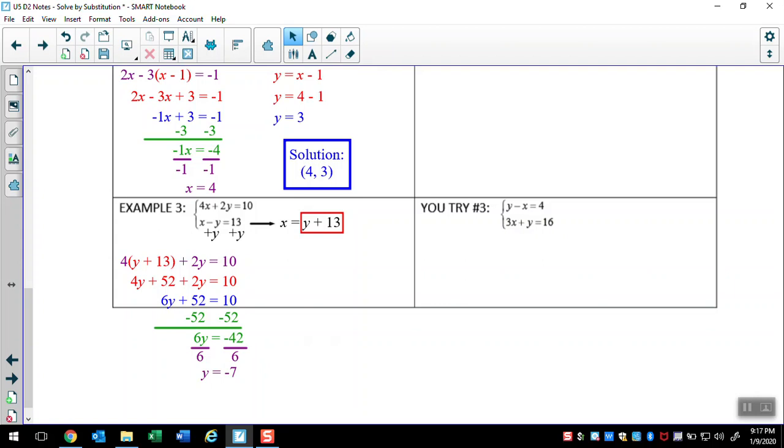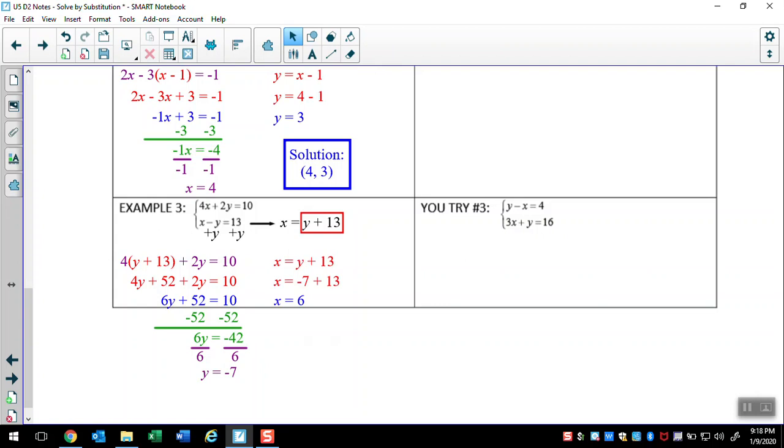Now we need to go back and find what our x value is. Well, we've already done the work. We've already found an equation to figure out what x equals. So x is going to be equal to my y value plus 13. My y value is negative 7, so I'm going to substitute negative 7 in for y. And we learned that x equals 6.